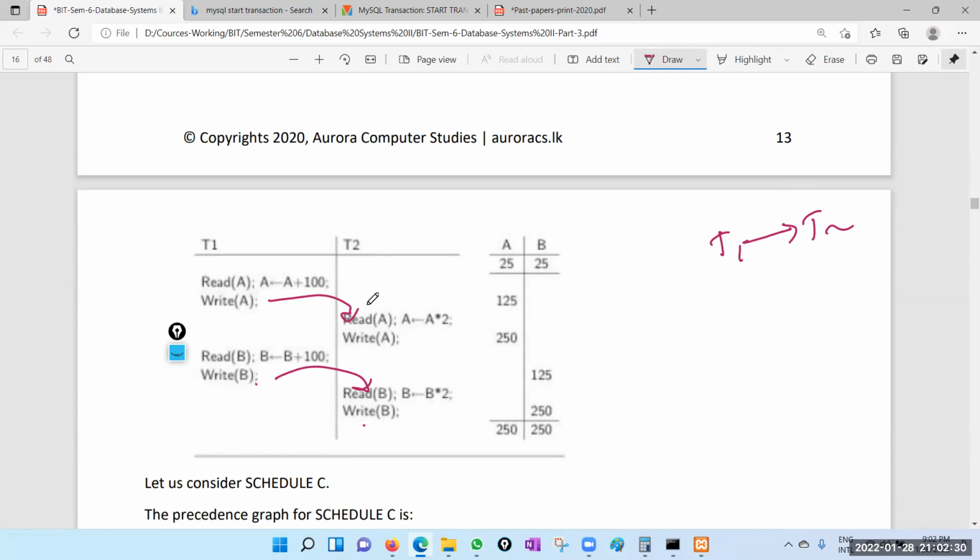So this schedule is valid, business rules wise valid, and if you closely look at it, this is equivalent to the serial schedule T1 and T2.